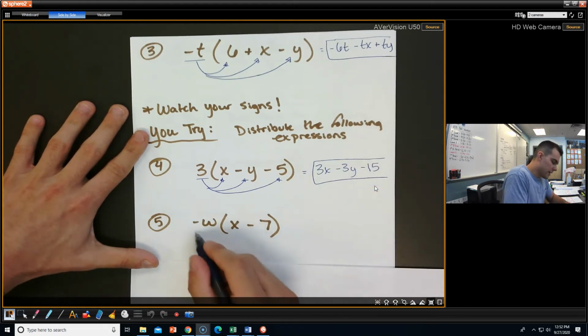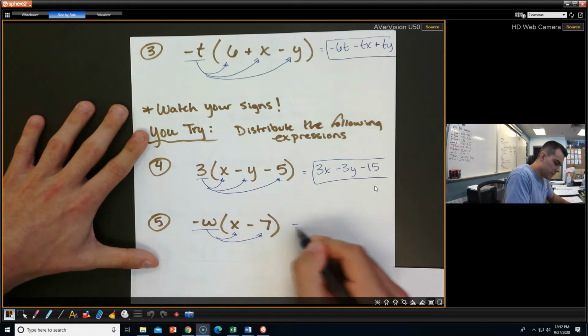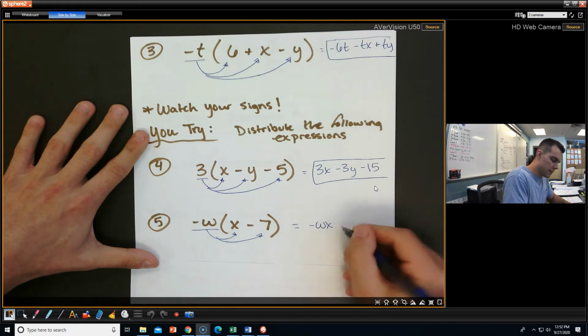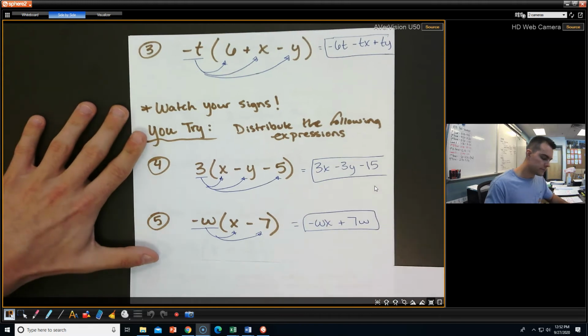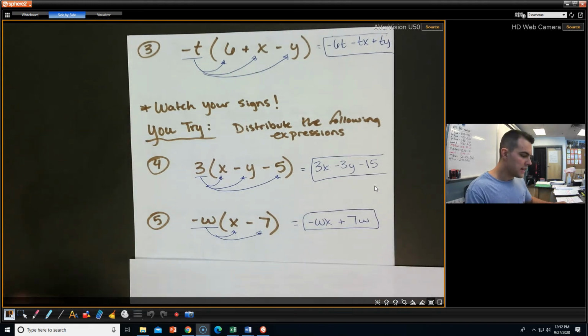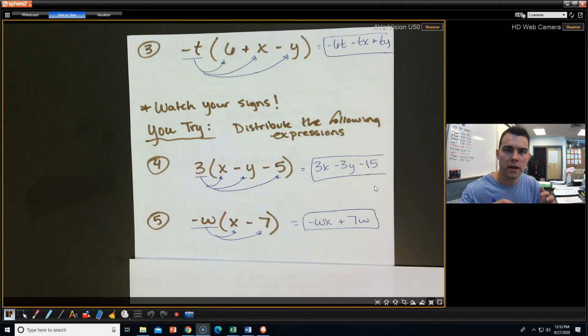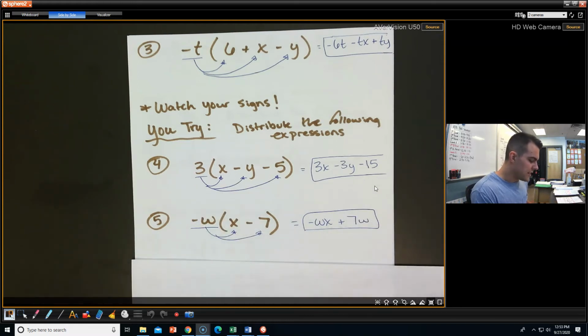What about this guy right here? Okay. Again, I take the whole thing, including the negative. I go to each of these. So I'm going to get negative wx plus 7w. And there you go. Now, what we're doing too is, well, we are rewriting it. And why this is important isn't totally apparent right now, but it's going to become more apparent as we move forward. So just be patient with me. But this is a useful skill, and take my word for it.